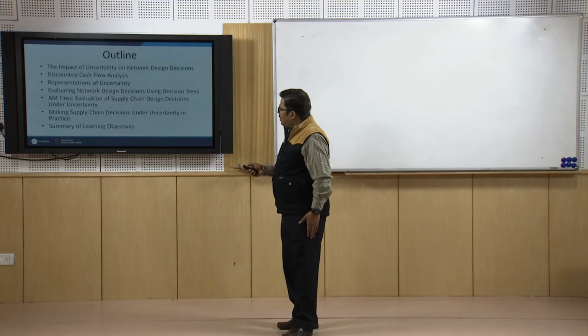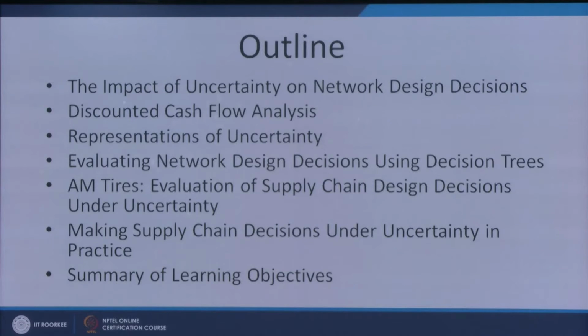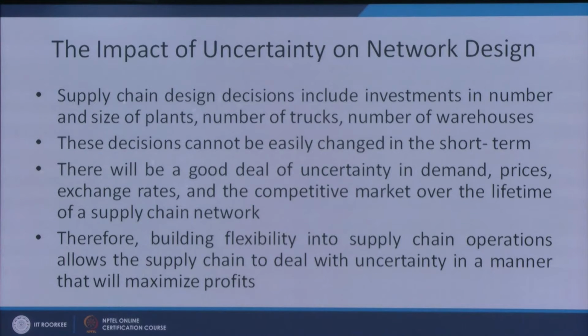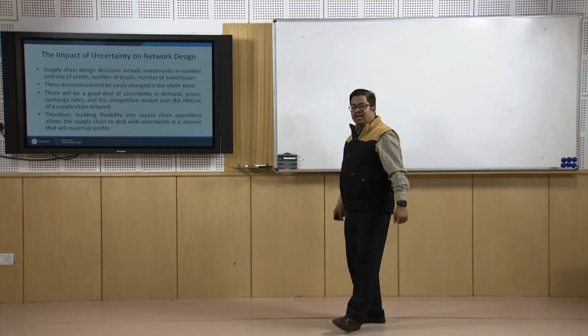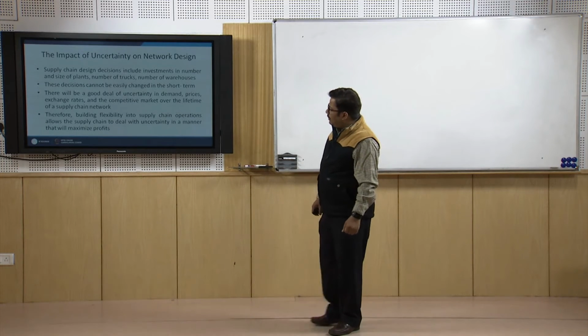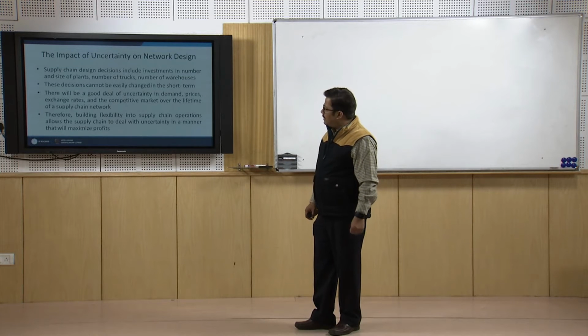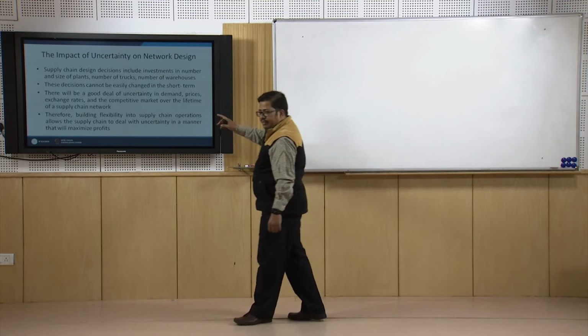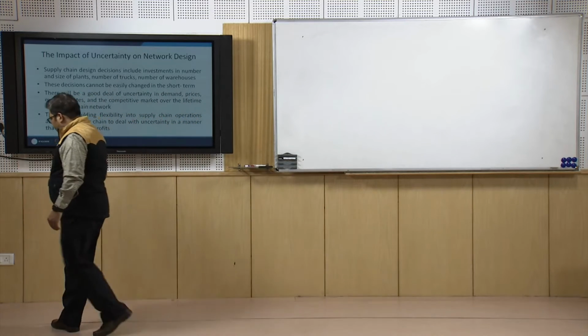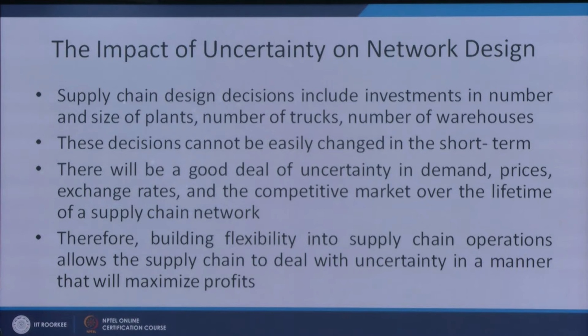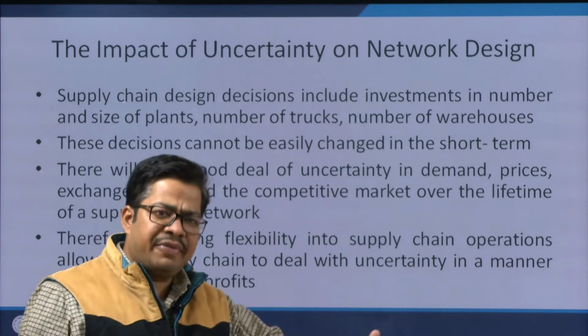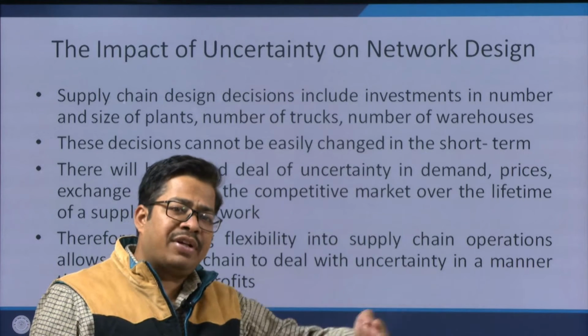So now let us see the outline of this lecture, and here we will see the impact of uncertainty on the network design. Now when we talk of impact of uncertainty on the network design, the first thing, which we have been looking at since the last 2-3 lectures, is that supply chain decisions include investments in the number and sizes of the plants, then your transportation facilities, the number of warehouses you want to have, and probably after warehouses the role of customer comes.